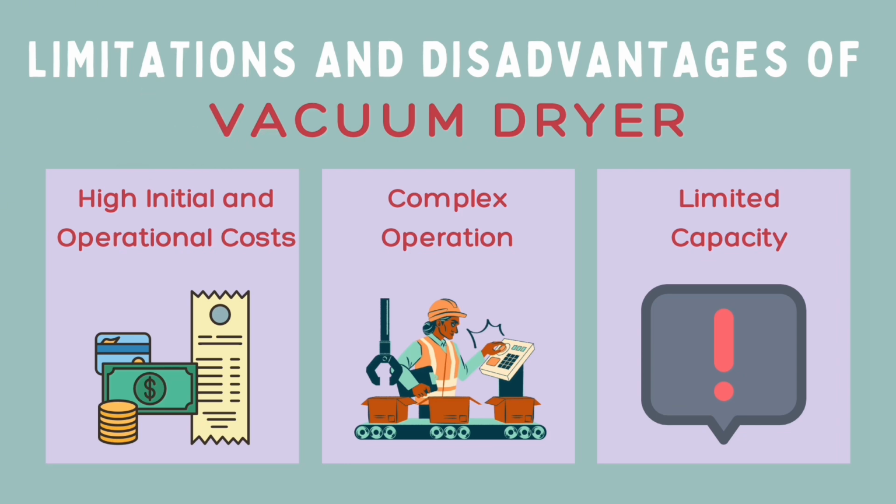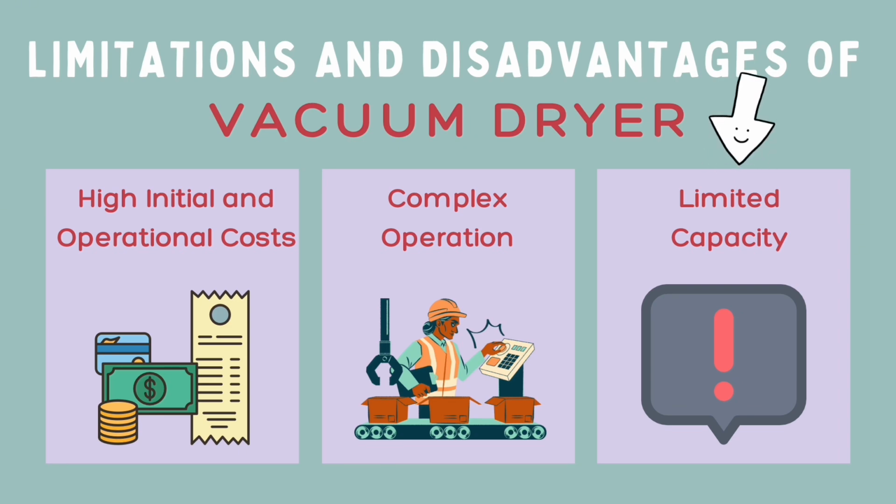The second disadvantage of vacuum dryer is that it has complex operation. For example, to operate a vacuum dryer, it requires specialized knowledge as the equipment must be carefully monitored to maintain optimal pressure and temperature settings. Vacuum pumps, seals and connections need regular maintenance to prevent leaks and ensure a stable vacuum, adding to downtime and operational complexity. The third disadvantage is that vacuum dryer has a limited capacity.